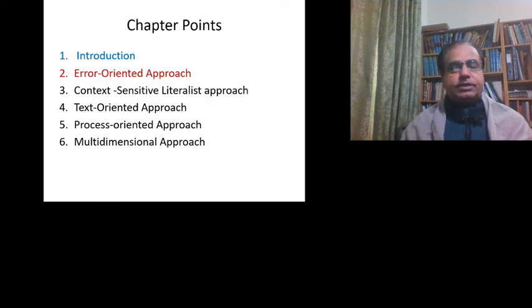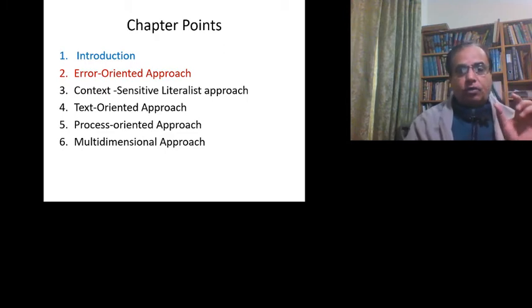So the chapter points are this. The chapter has an introduction, and then the error oriented approach, and then the context sensitive literalist approach, and then the text oriented approach. Number 5 is the process oriented approach, and number 6 is the multi dimensional approach for translation pedagogy. In this very short lecture, I shall only discuss the introduction quickly, and we shall start the error oriented approach and confine ourselves to the definition of translation error, and the remaining part shall be discussed in the next lecture, inshallah.